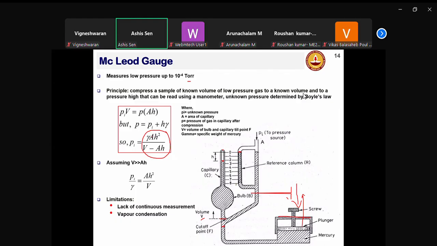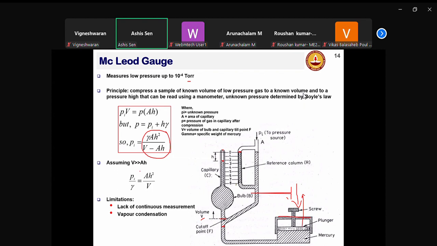Because everything else is a geometrical parameter. A is the geometric area of cross section of this tube, V is the volume of this tube here, and gamma is basically the property of the manometer liquid that is used here, which is mercury. So with this geometrical parameter and the mercury, the working fluid density, and measuring the H, you can predict what is Pi.